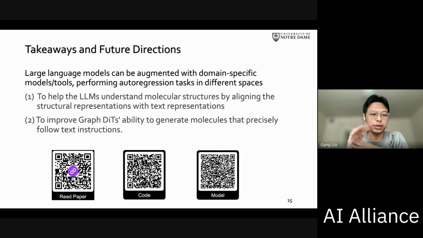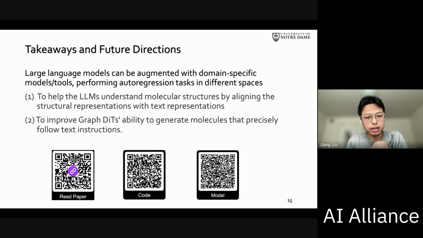But definitely we can use different domain models and tools to augment the ability of the large language model. Specifically for the chemistry dimension, we have a few observations from the existing results as a future direction. First, we can help large language models better understand molecular structures. For example, we can use our dataset or create more datasets to align the text representation from the large language model, from any text encoder, with the graph encoder.